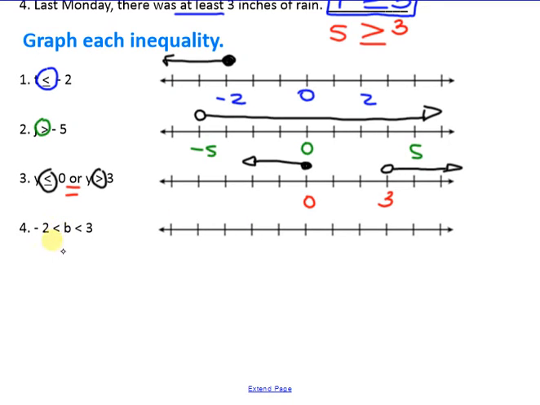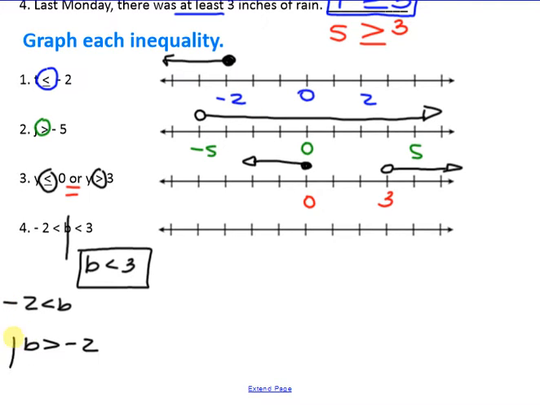All right, number 4, -2 is less than B is less than 3. This is an AND statement, meaning I need to split it in half. So this side here is always the easy one, because I sort of just take it and rewrite it. Now this side here, I have to flip it around. And then when I graph them, because it's an AND statement, they're actually going to connect together.